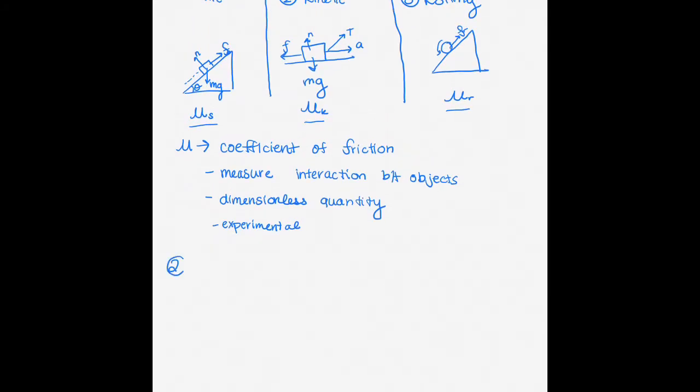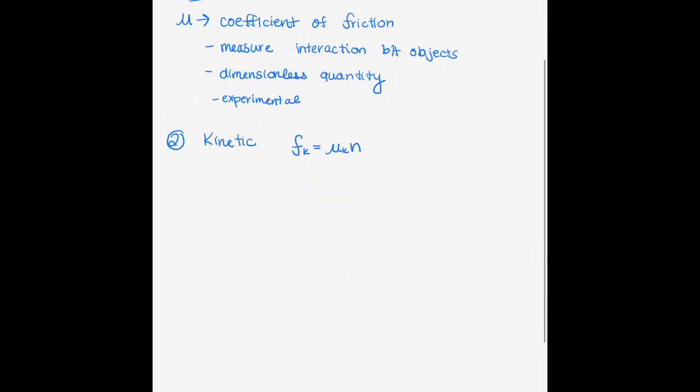So now let's talk about kinetic friction. So the equation for friction itself is going to be Fk, which is kinetic friction, is equal to mu k times N. So it spells fun. Friction is equal to the coefficient of friction times the normal force.